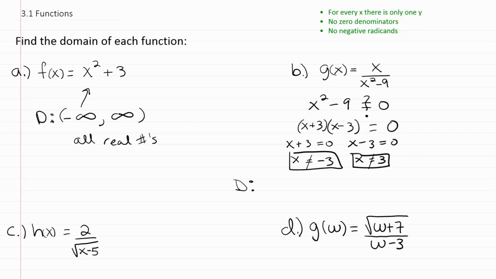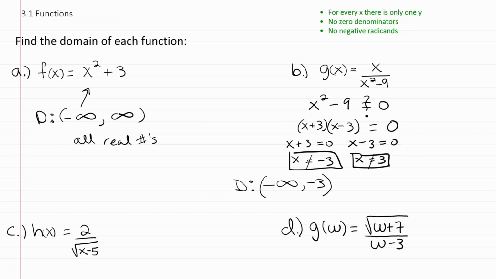So I'm going to say the domain basically goes from negative infinity all the way up to negative 3. Now I don't want to include negative 3, so I'm going to round the bracket on negative 3. That way I'm saying go up to negative 3, like you can use any number like negative 3.000001, that's fine, but you can't use negative 3 itself.